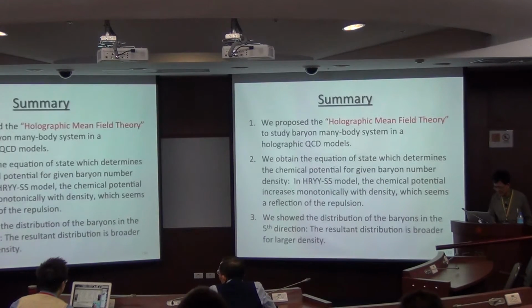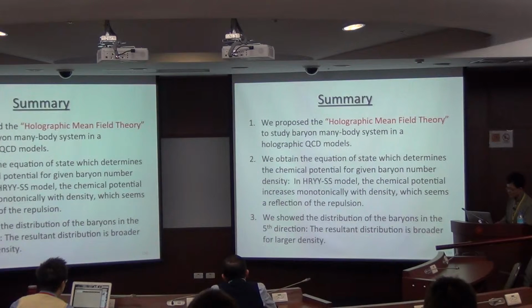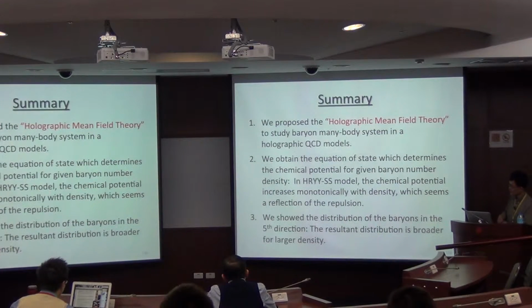Okay, then let me give us some summary of this chapter. We proposed the holographic mean field theory to study baryonic many-body systems in the holographic QCD model. We obtained the equation of state which determines the chemical potential for a given baryon number. That is, in a HRYY model, the chemical potential increases monotonically with density, which seems a reflection of the repulsion. But in the HR Sakai-Sugimoto model, scalar meson doesn't exist.